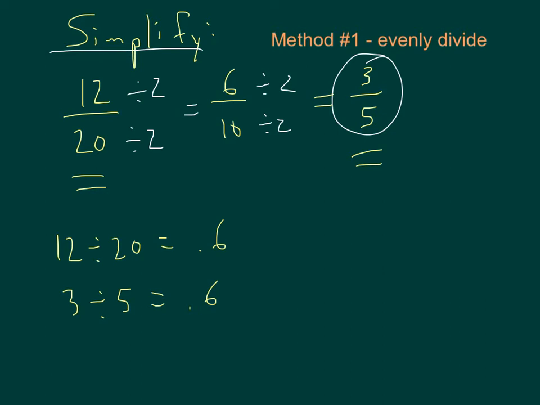Method number 1, though, sometimes has us doing lots of work. I mean, imagine if the original fraction was, say, 120 over 200. We don't want to sit there and divide by 2 eternally. That's kind of a waste of time. Which brings us to method number 2.